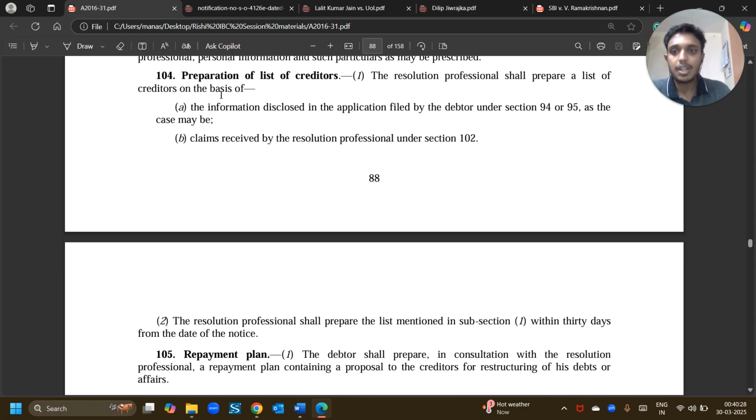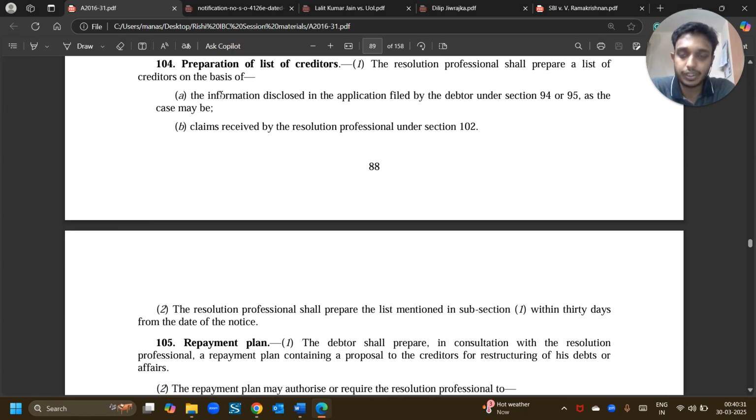Now comes the duty of the RP, right, which is firstly preparation of the list of creditors. The RP shall prepare a list of creditors on the basis of the following. Firstly, information disclosed in application filed under 94 or 95, and B, claims received by the RP under section 102. So here it is not as if the RP will only look at what are the claims which are being received by the creditors. Of course, that will have to be vetted and verified, sure. However, to ensure that there are no loopholes, or to ensure there are no loose ends, the RP will also have to look into the information which has been disclosed in the application that has been filed either by the debtor or the creditor under section 94 and 95 respectively.